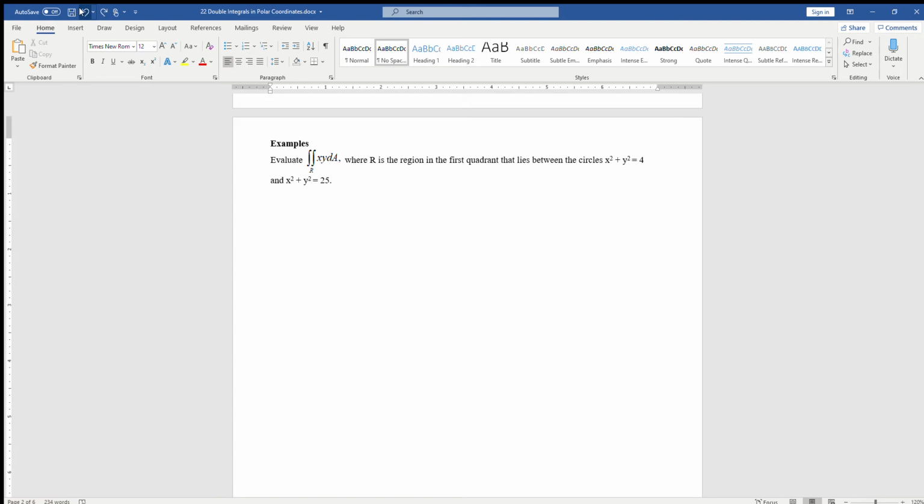Okay, so I'm going to draw a picture. x squared plus y squared is 4 in the first quadrant. That's a quarter circle where r squared is equal to 4, since x squared plus y squared is 4, which means that r is equal to 2. We have another radius.